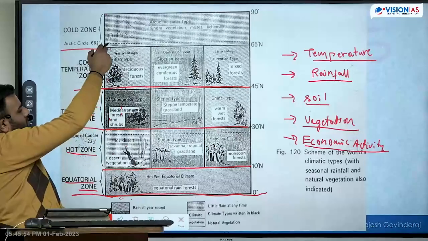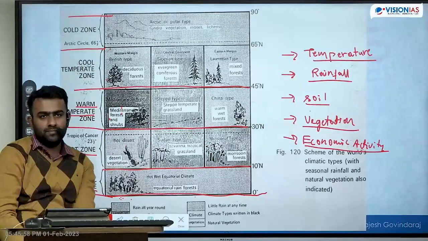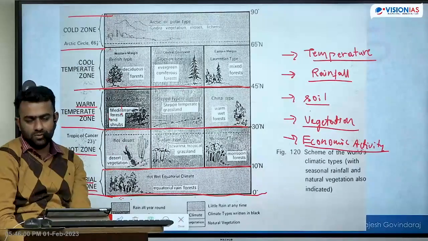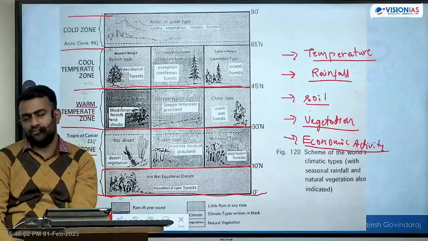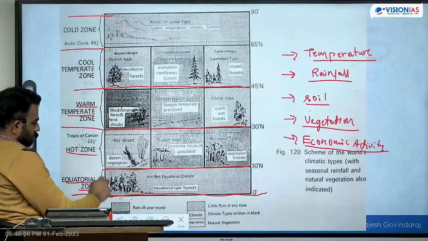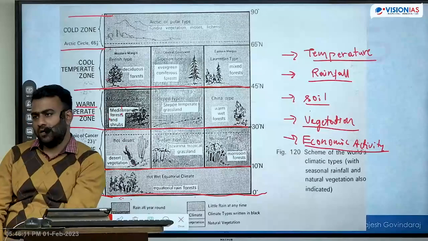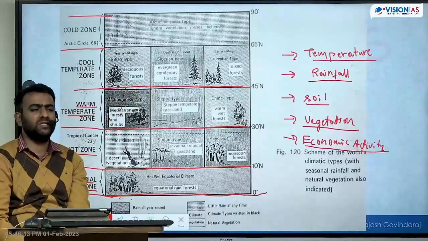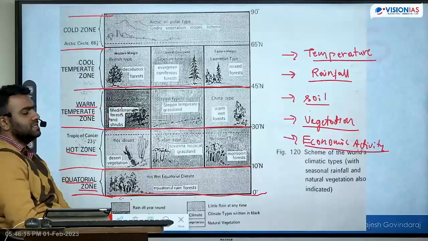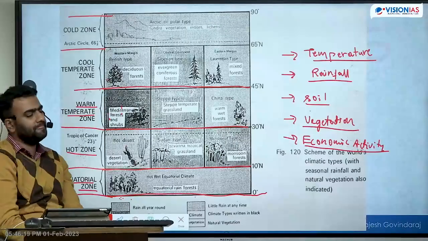And once you cross 65 degree, it becomes the cold zone. It is totally cold zone. Total of 5 zones: equatorial zone, hot zone, warm temperate, cool temperate, and then cold zone. This is clearly visible that this distinction is done based on temperature.